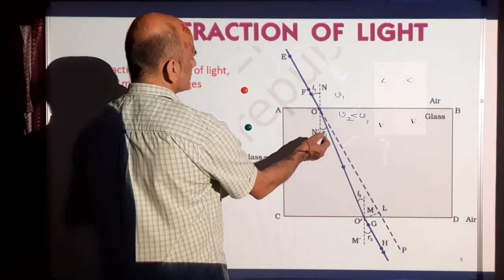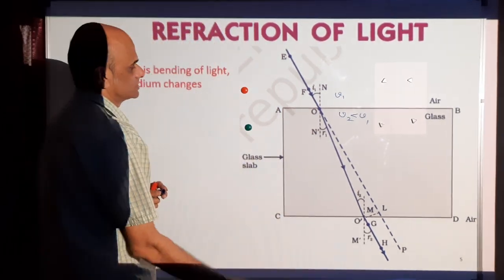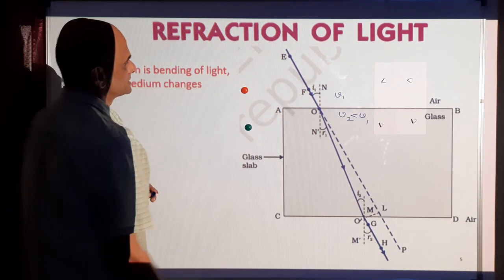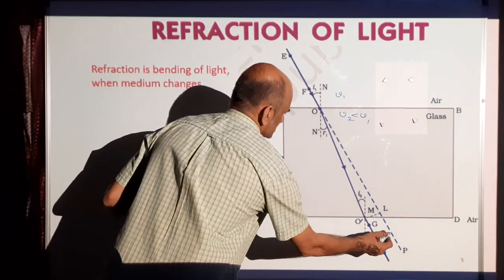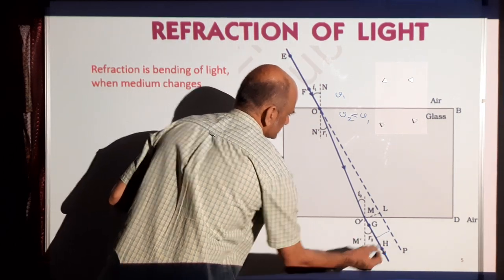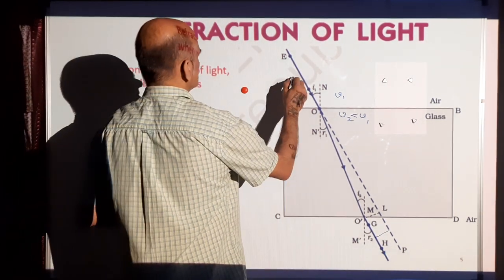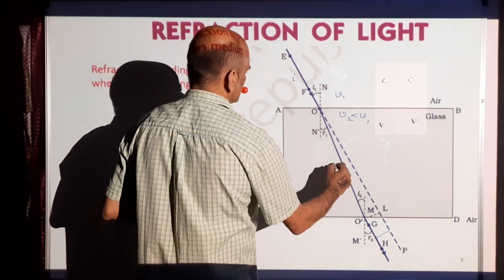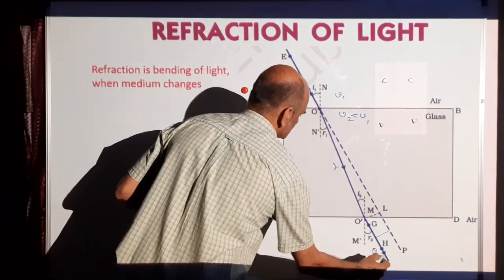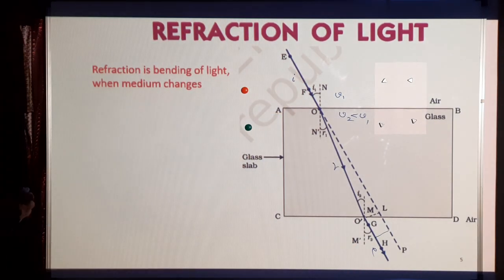So the amount of bending inwards and the amount of bending outwards will match, so that the emergent ray and the incident ray are parallel, and this is called lateral displacement. This is the incident ray, this is the refracted ray, and this is the emergent ray. So the bending of the light when it changes medium is called refraction.